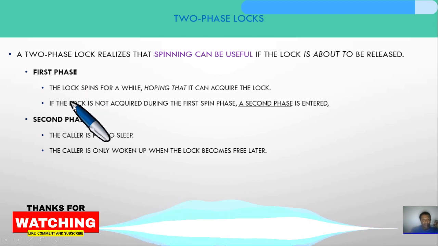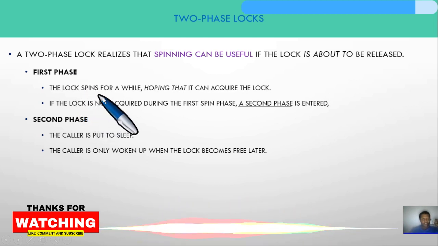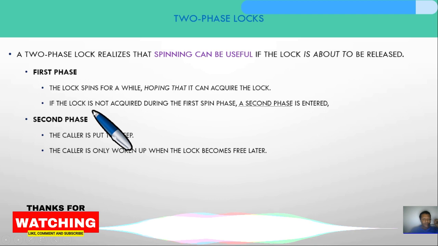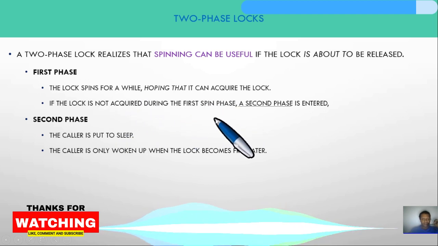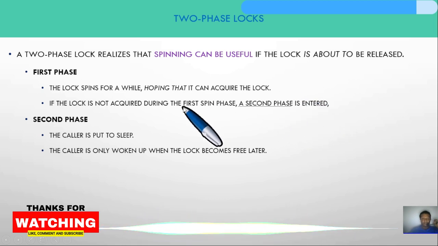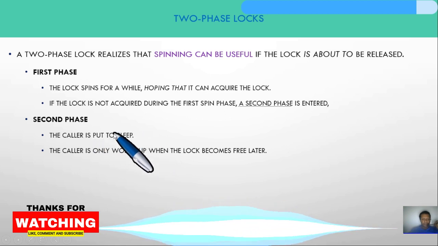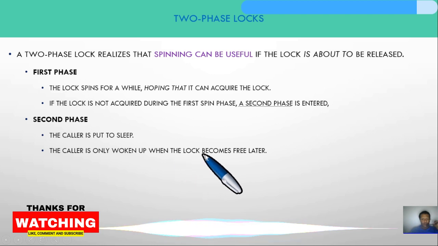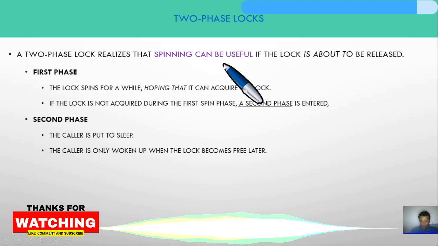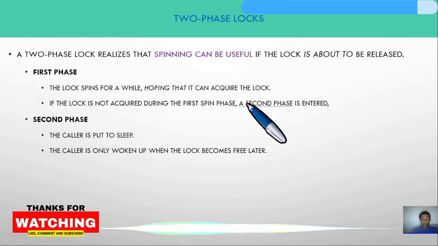In the first phase, the lock spins for a while, hoping that it can acquire the lock. If the lock is not acquired during the first spin phase, a second phase is entered. In the second phase, the caller is put to sleep, and the caller is only woken up when the lock becomes free later. So this is, I hope, the last concept.